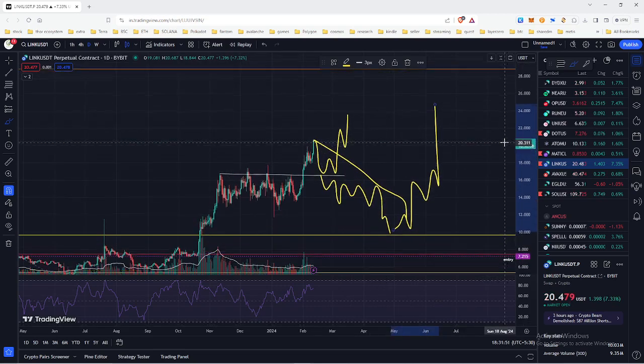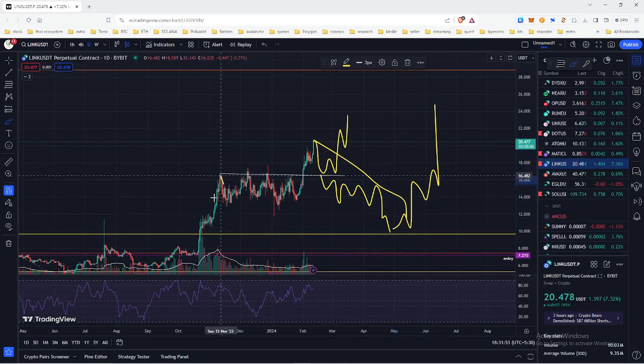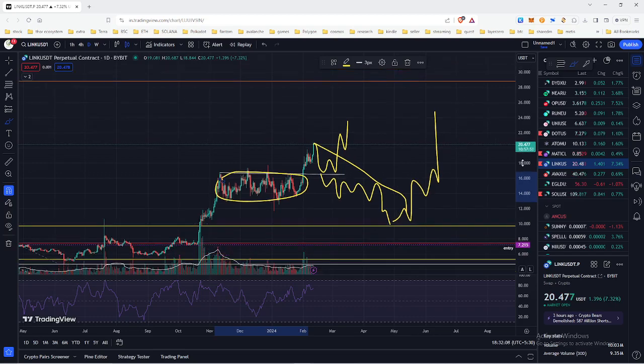Okay, we need to hold this consolidation. This is quite important. If we fail to hold that, then I think this is a very high possibility. Okay, this is a very high possibility to end up around $10.